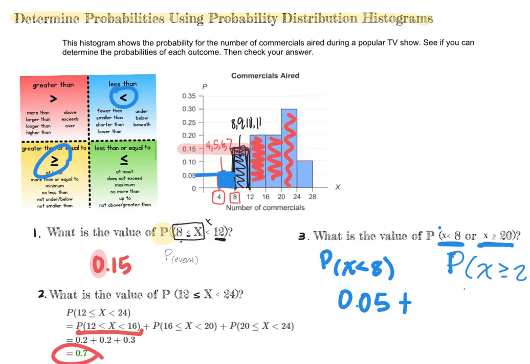Now, to find that, we need to figure out where X is greater than or equal to 20. So looking at my histogram, it's these two bars right here. So we have 0.30 plus 0.10. Adding that together, you get 0.4. If we add these together, we get 0.45.